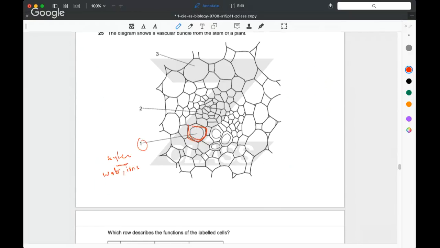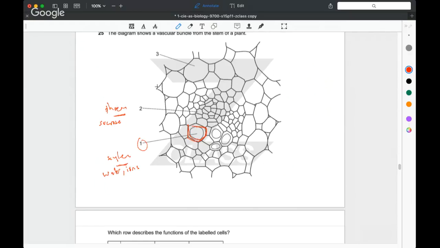Now, these ones here, those are the phloem, and moving through those is transport of substances that the plant has made itself. So things like sucrose that has been made from glucose subunits during photosynthesis. So that's transport of substances that the plant has made itself.